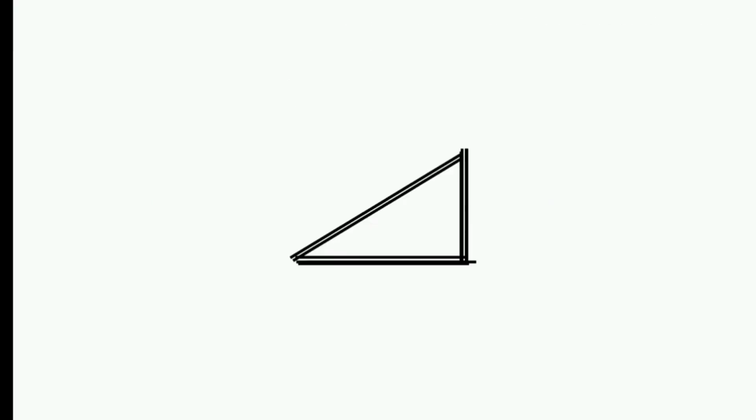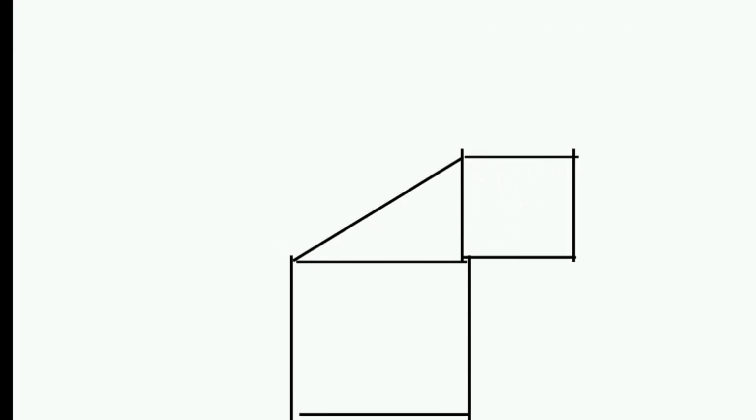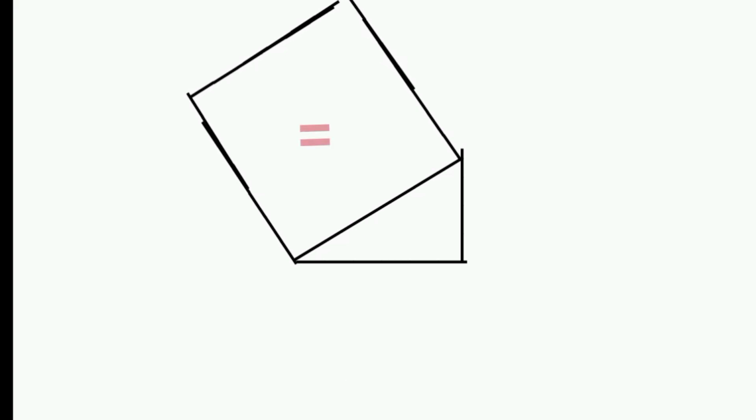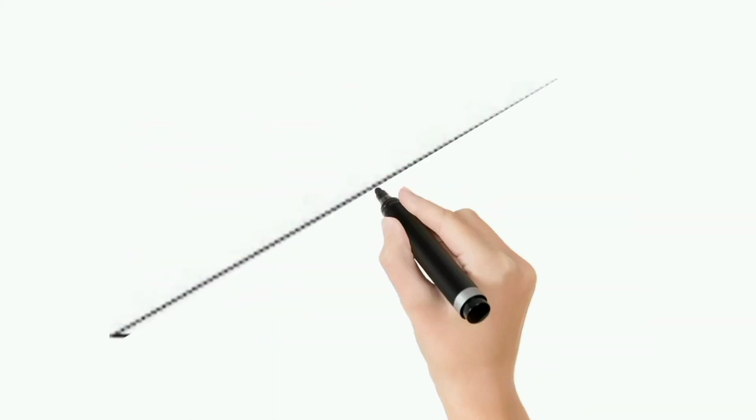Here is a right triangle. Let's make squares using the length of the sides. Pythagoras noticed that the area of these two squares, if added, is equal to the area of the square of the longest side, or the hypotenuse. This is applicable to any right triangle.